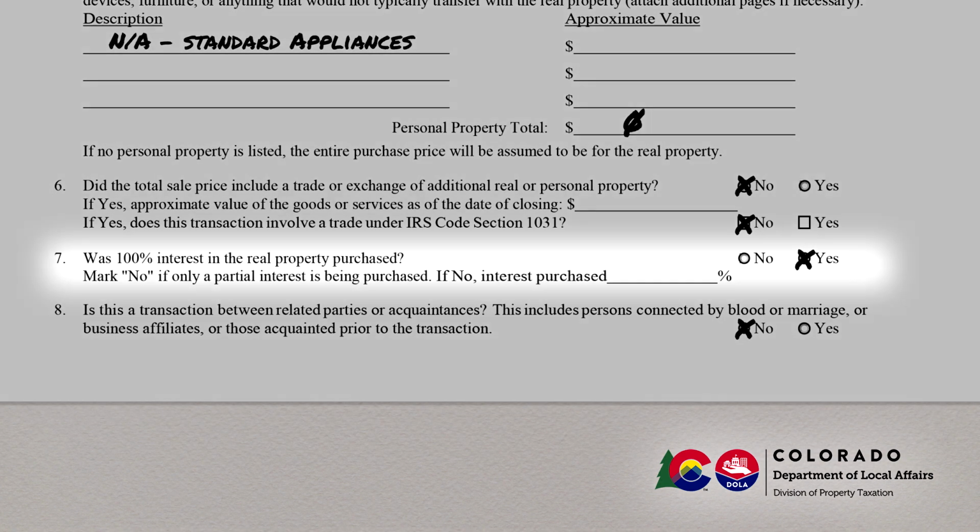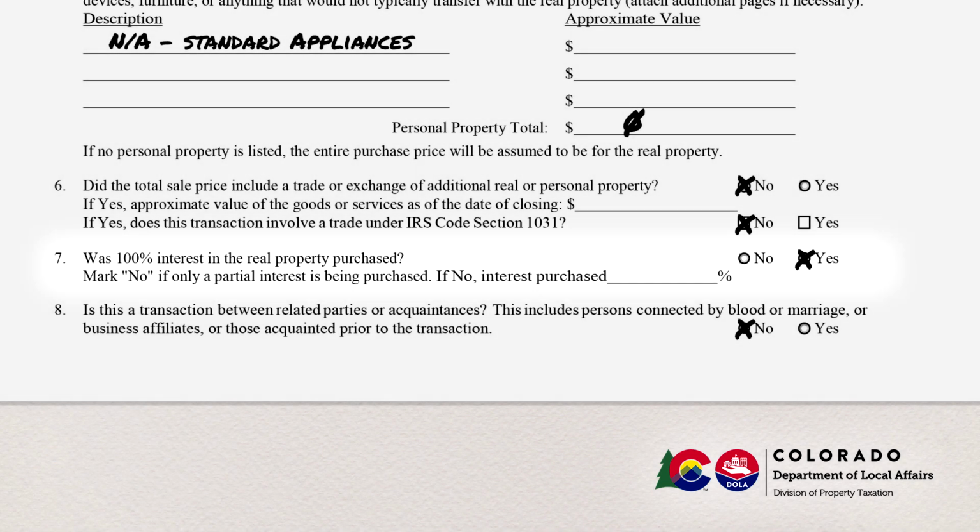Item number 7 allows the assessor to establish that 100% fee simple ownership of the real property was acquired in the transaction. Any transfer of less than full fee simple interest represents a partial interest transaction and cannot be used as an indicator of market value by the assessor.